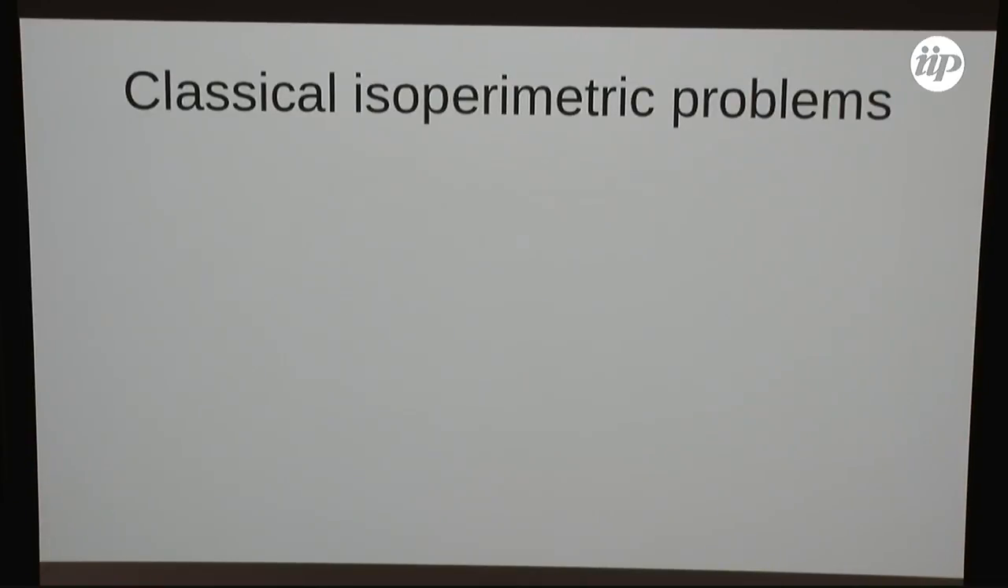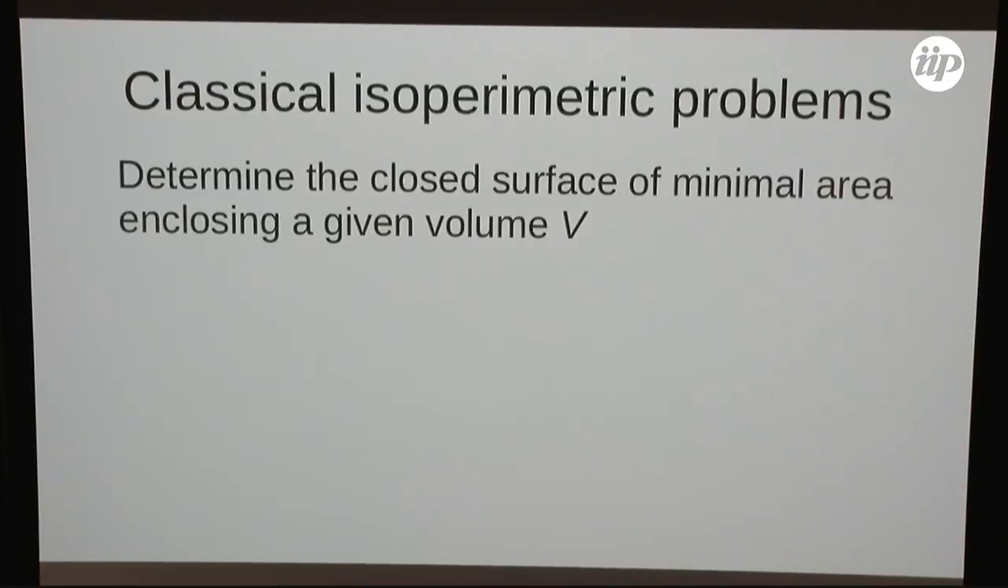So we are talking about bubbles. The most important classical isoperimetric problem for our purpose is this one: the closed surface of minimal area that encloses a given volume V, given and fixed.